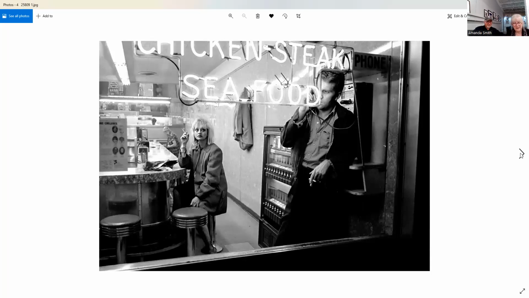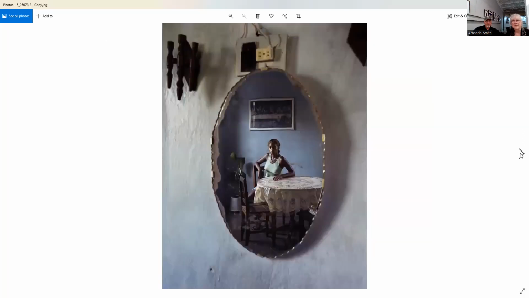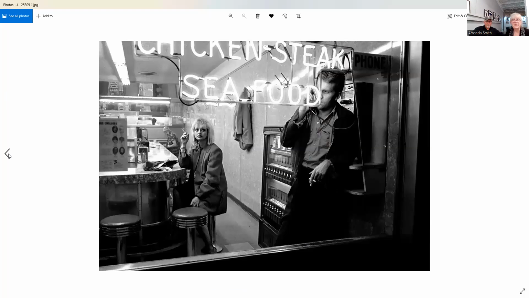This image is called Chicken Steak Seafood. It's by Jason Tannen. He lives in Chico, California. He's also part of this 27. Then we have, go back to his, please. Okay. He actually sent us some information about this image. I've asked everyone to send us information about their image, and he did. He did respond, so Kevin's going to read what he said.